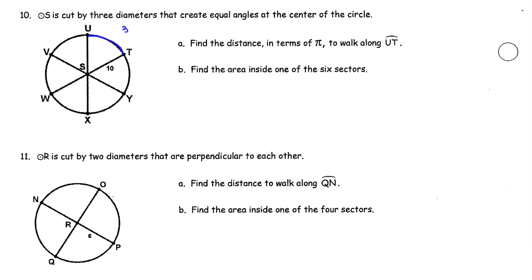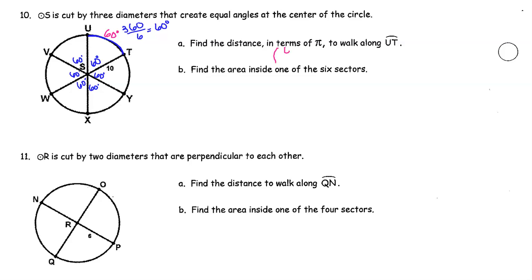So if we do 360 divided by 6, that tells us that each of these angles must be 60 degrees, right? Put it all in here if I wanted to. We really only need angle UST, but the measure of the angle is equal to the measure of the arc. So that's going to be 60.